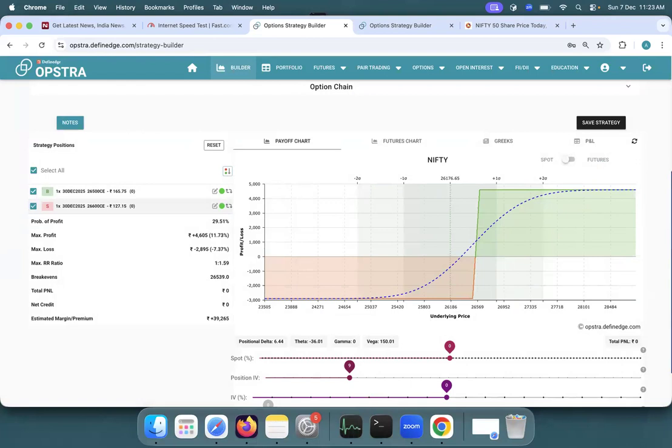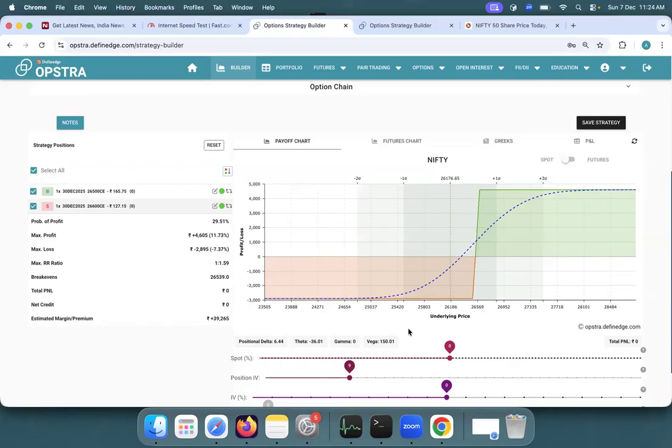You can play with the strategies in the live market. Now you know that your loss is capped, so you can take a strategy which has lesser loss, and if your view goes right, you can make profit. Otherwise you will not lose out a lot. So this is called a bull call spread. Similarly, on the opposite side, when we play with the view that the market is going down, it will be called a bear put spread.